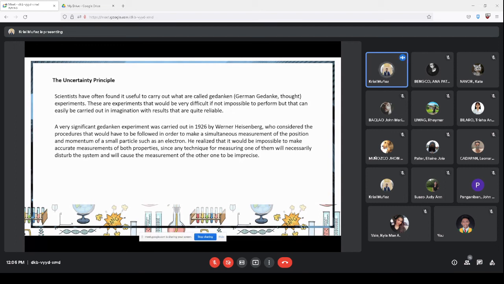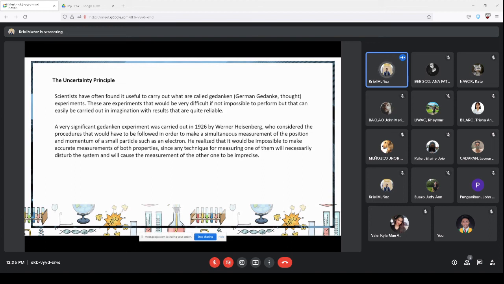So para makuha mo yung position niya, kailangan mapaliit mo, class, yung kanyang wavelength. Tama ba? Para magkaroon ka ng fine line. Kaya nga lang, class, ang problema is kapag masyadong maliit yung wavelength, masyadong mataas yung energy. And since directly dependent ang momentum sa energy, ibig sabihin sobrang laki ng momentum. Gets, class? So ibig sabihin, kapag gusto mong tingnan yung position, there would be a huge uncertainty in the momentum.